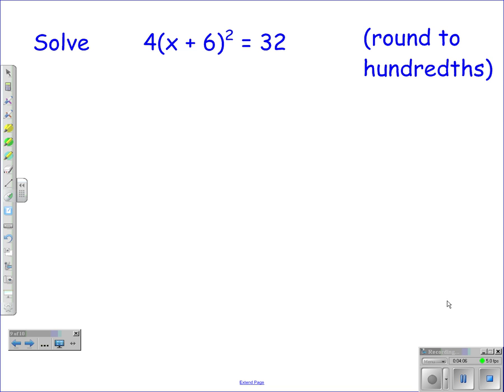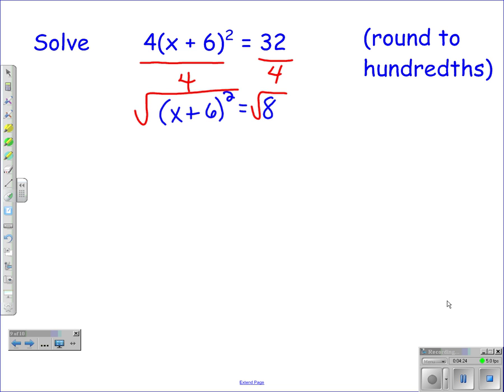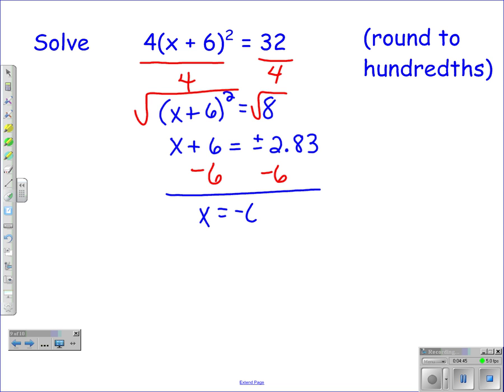Solving with a binomial in there, we're going to do the same idea. We have to get the binomial by itself. So we're going to divide by 4 on both sides, and we have (x plus 6) quantity squared equal to 8. Square rooting is the way to undo a square, and so that leaves us with x plus 6 equal to plus minus 2.83, because we are taking a decimal of the square root of 8, and then we have to subtract 6 from both sides. And when we do so, that leaves us with x equal to negative 6 plus or minus 2.83.